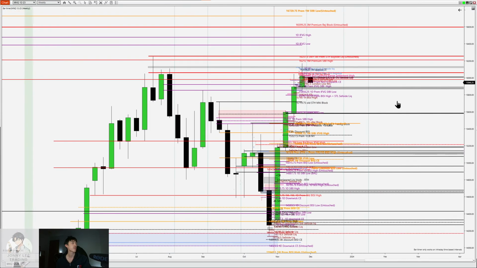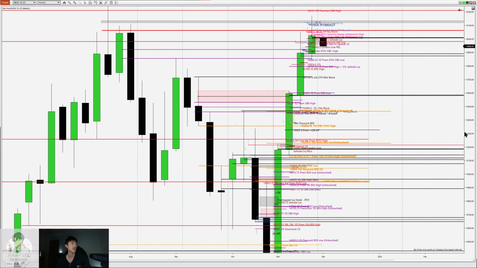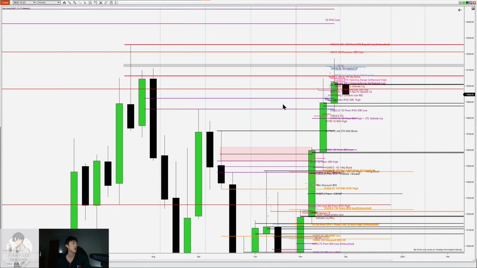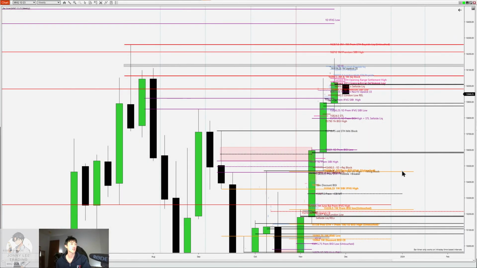So where could this next weekly candle head to? Right now, remember, we took out this 3-month and 1-month rejection block, and then we also took out this weekly rejection block right here that we rejected from as well. We haven't formed a lower low, so I do think that this would be a short-term retracement. But what do we see here?